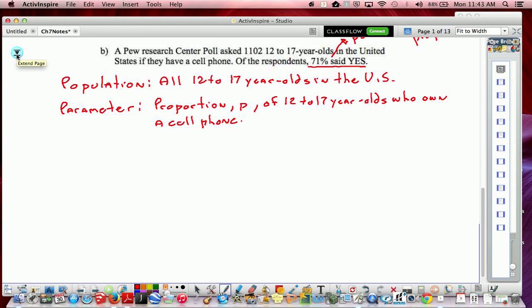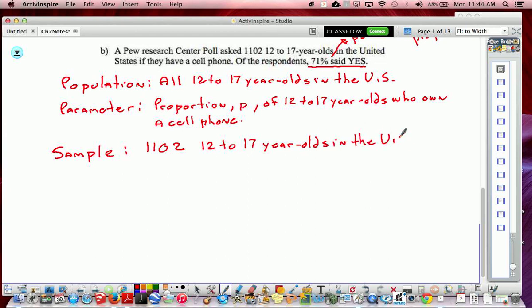So now, okay, our sample. How many people did they interview? 1,102 12 to 17-year-olds. I suppose in the U.S. I did forget that in the parameter part.